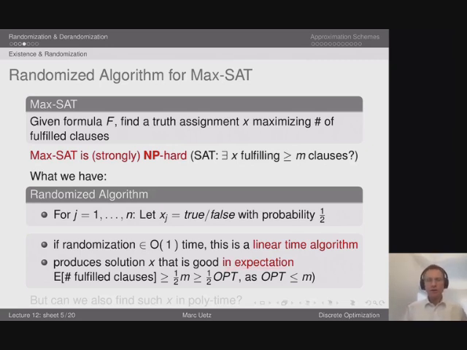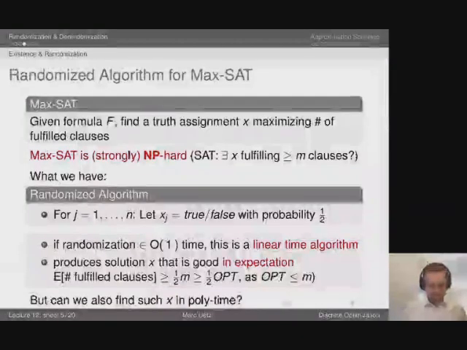Well, yes and no. It's not that good because if I run this algorithm once, I could get a truth assignment which is much, much worse than this expectation, right? So I would have to run this algorithm many, many times in order to find a truth assignment which is as good. And the main question now is, given this randomized algorithm, can we also find a truth assignment x just in polynomial time which achieves the same bound? And the answer is yes.